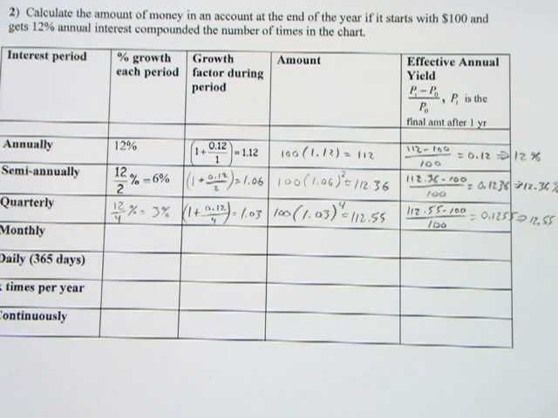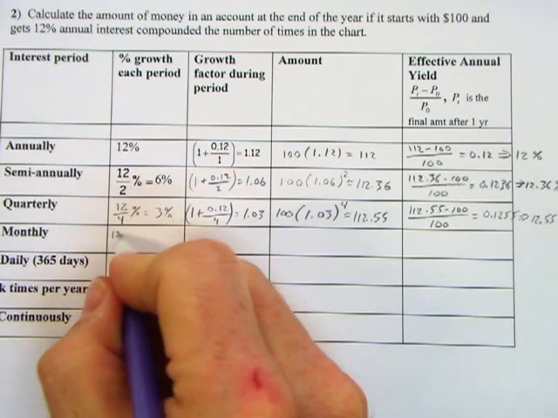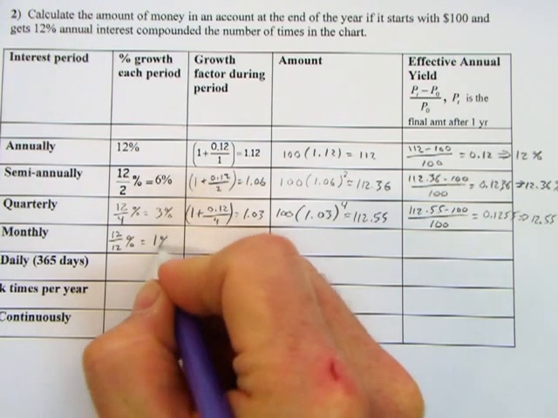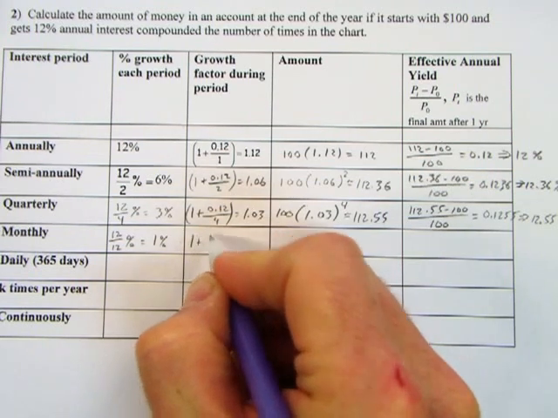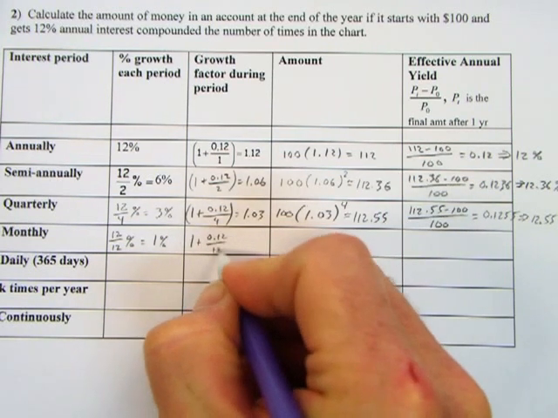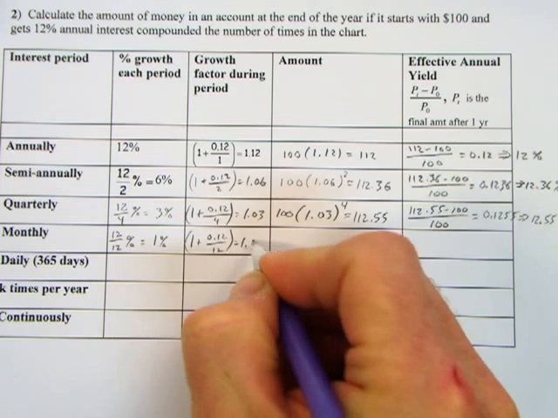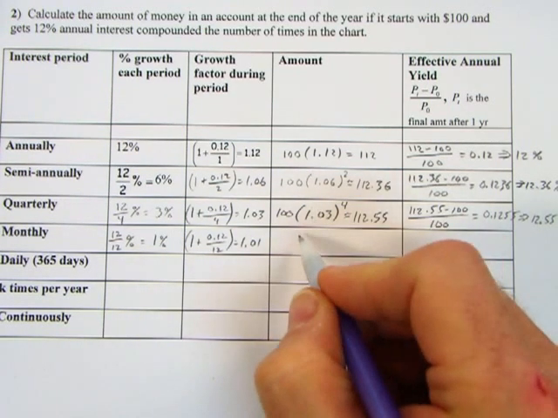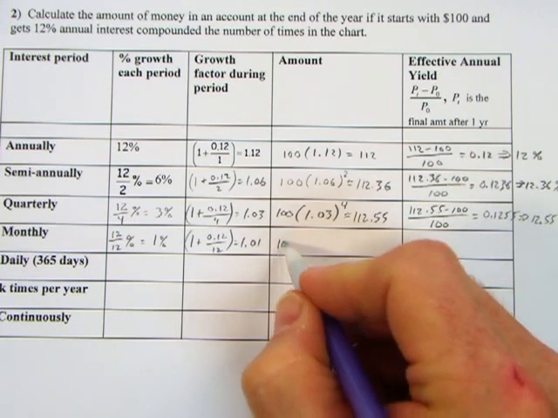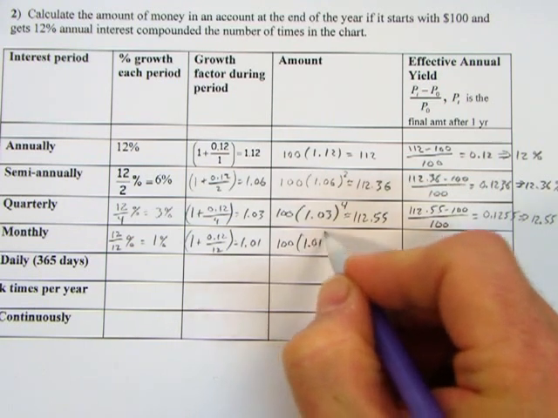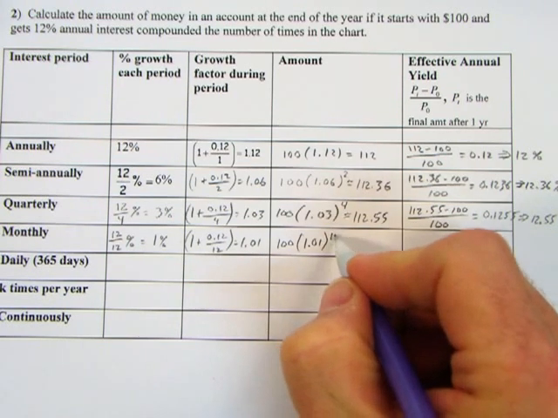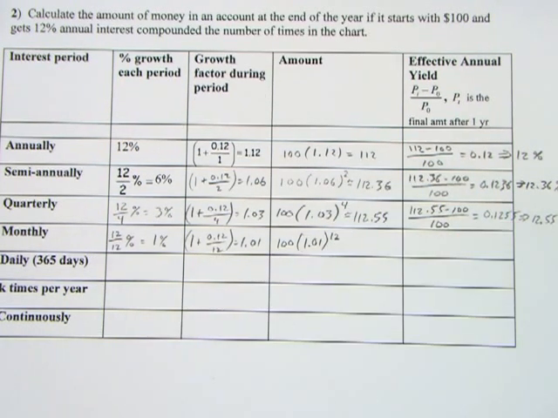Monthly. Now we're going to go 12 divided by 12, and we get 1%. So our growth factor would be, this time, 1.01, because it's 1 plus 0.12 divided by 12. And we get 100 times 1.01. Now, how many times are we compounding this? 12 times in 1 year. And in the next problem, we'll start talking about if you have more than 1 year.